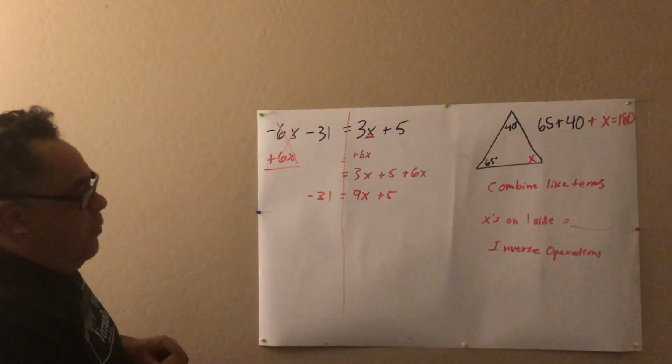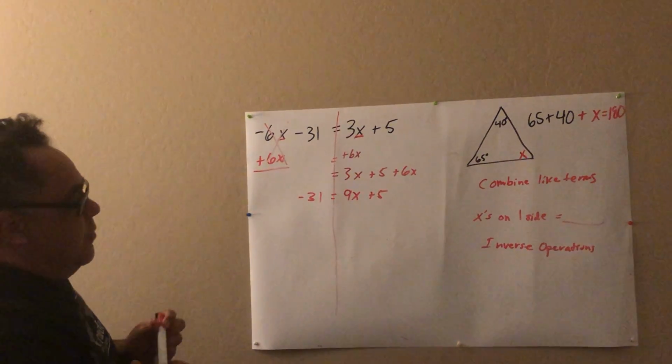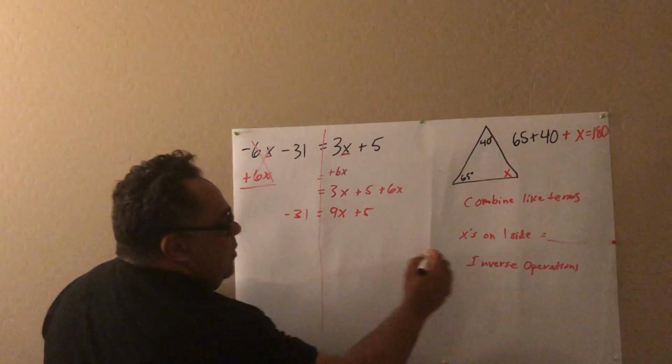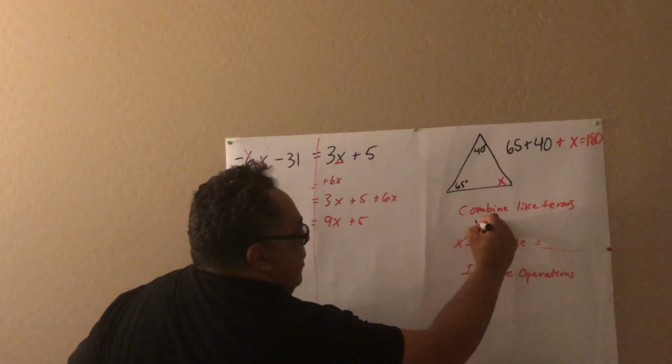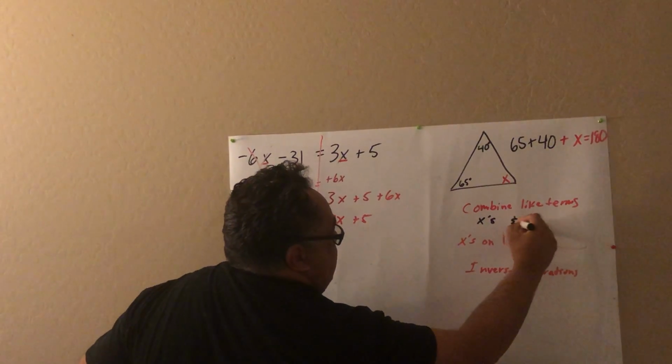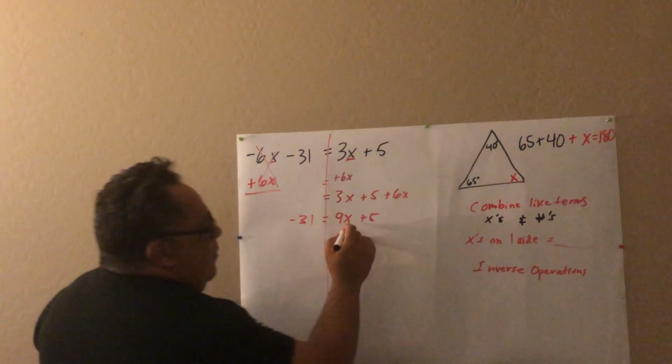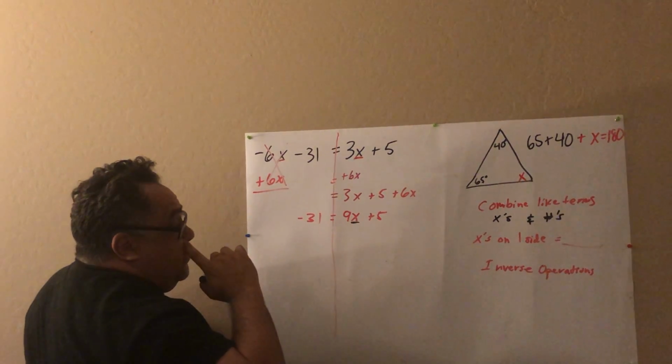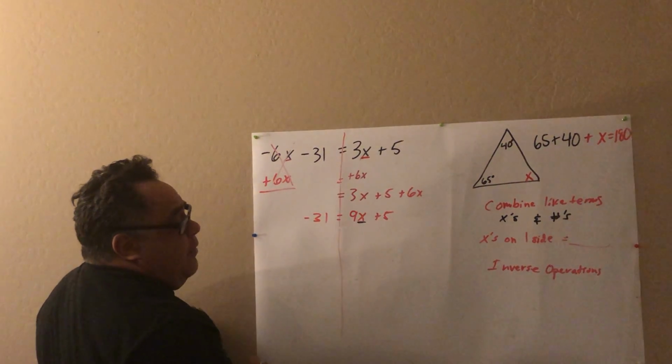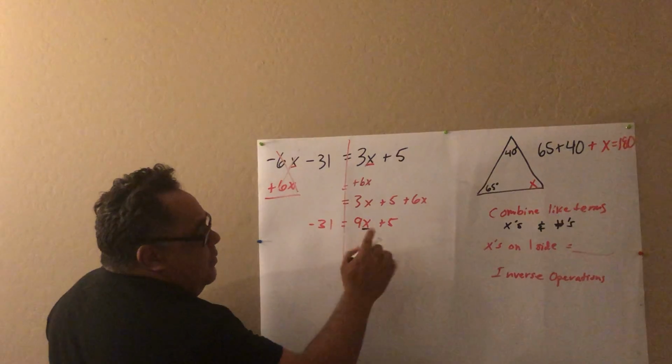Okay, now what we're trying to do is combine like terms, get all our x's on one side. Like terms, you're going to have x's and numbers, just x's and numbers. I have all my x's on one side. I have all the x's over here, 9x. I need to get all my numbers on one side.